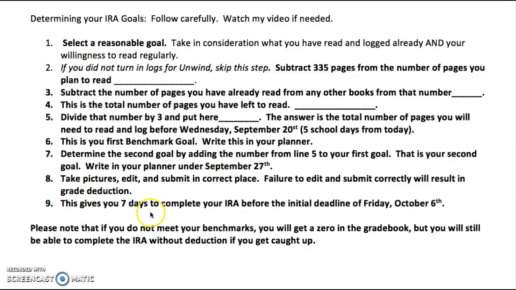Number 9, this gives you then another 7 days. So September 27th, then October 6th is your first deadline. So you have another 7 days to complete your IRA. So please note that if you do not meet your benchmarks, you will get a 0 in the gradebook. But you will still be able to complete the IRA without direct deduction if you get caught up. I hope that makes sense. So it is in your best interest to make sure you are meeting my benchmarks. This helps you not to procrastinate.